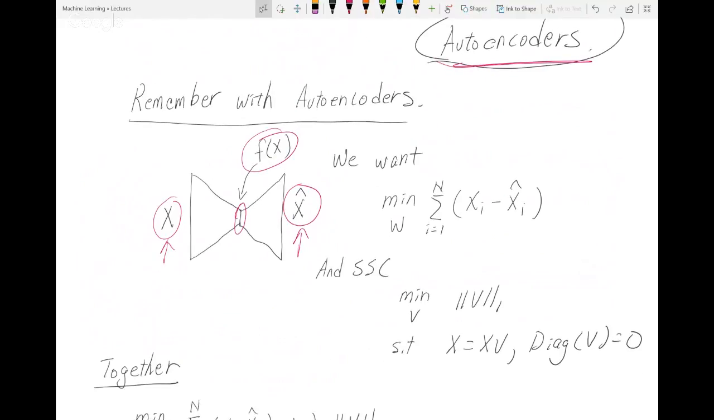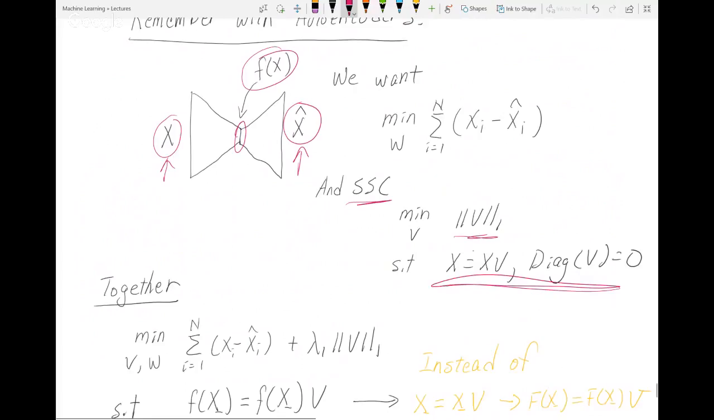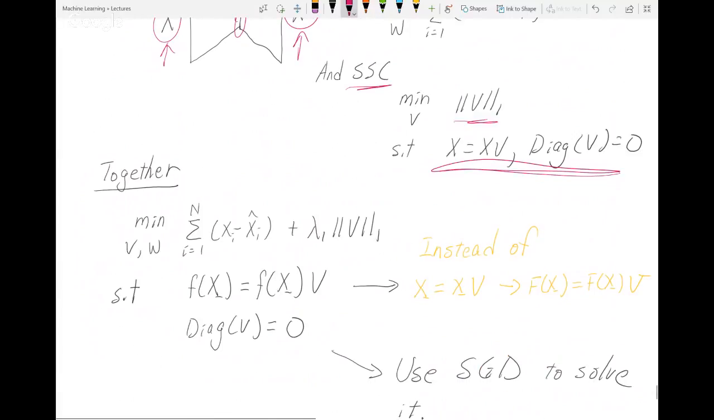So, this right here is the cost function for autoencoders. We want the input and the output to be the same, right? And this one here is the sparse subspace cluster. We're trying to minimize this norm, L1 norm, subjected to these constraints. So together, what we do is we're trying to minimize here's the portion of the autoencoder, and this is the portion of the L1 norm. So we're trying to minimize them simultaneously.